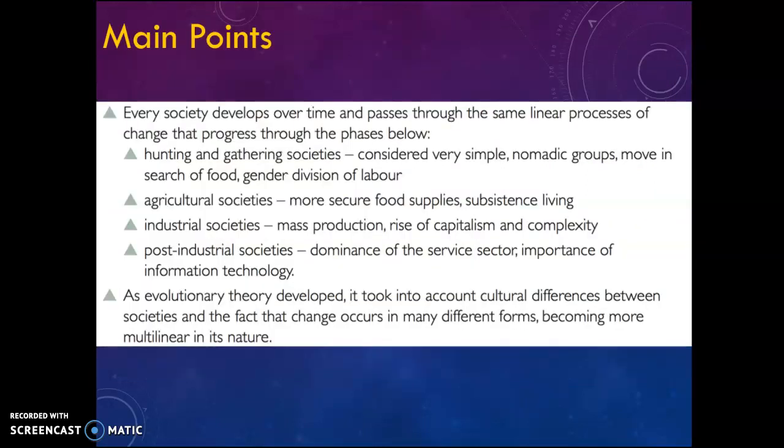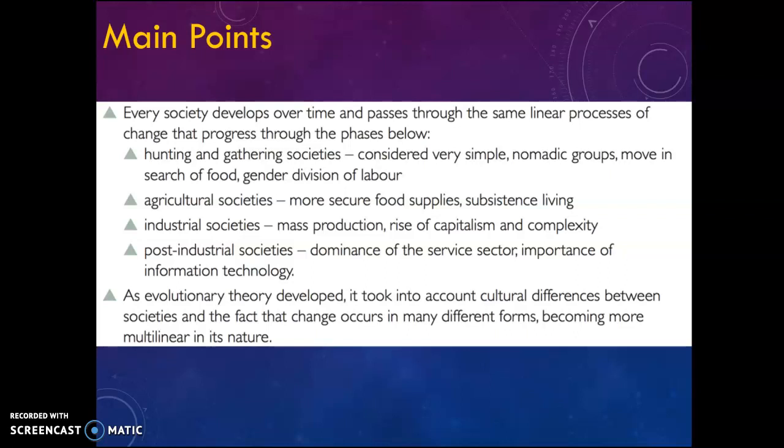So the main point of this theory is that every society develops over time and passes through the same linear process of change, progressing through the phases below. So if we look at hunter and gathering societies, then they move to agricultural societies, then industrial societies, post-industrial societies. Now, you could apply terms like modernization to some elements of evolutionary theory. And as evolutionary theory has developed over time, it took into account cultural differences between societies and the fact that change occurs in many different forms.